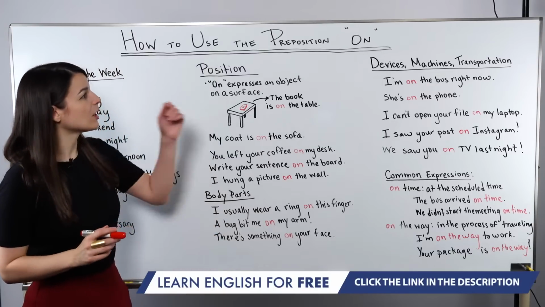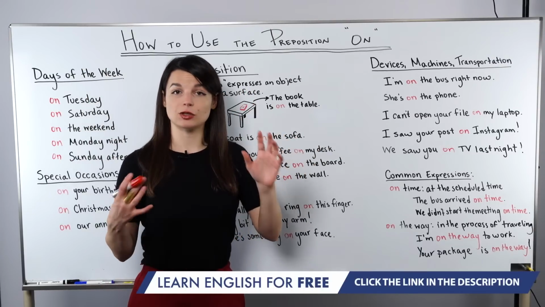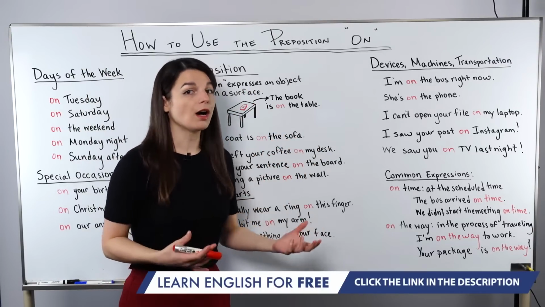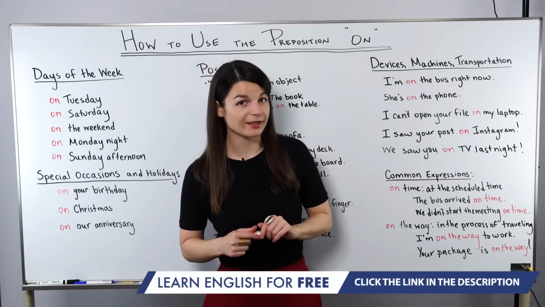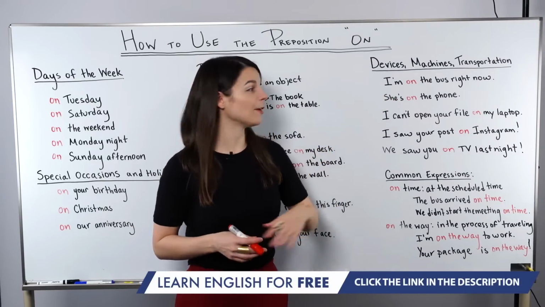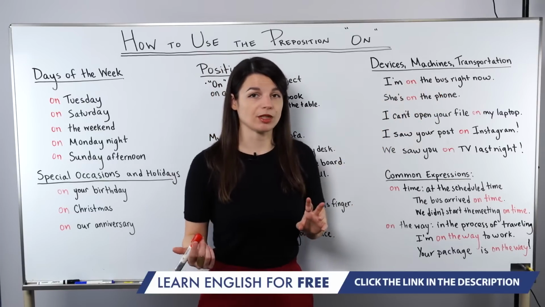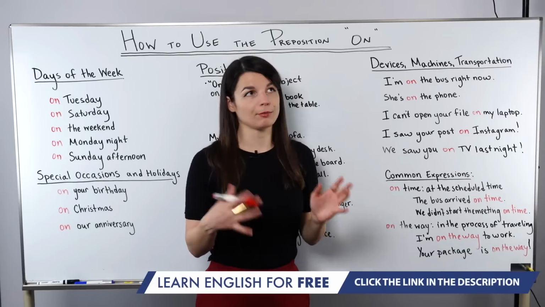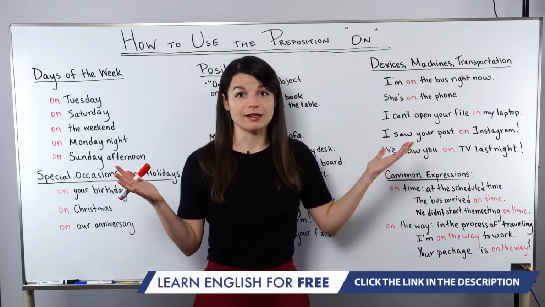Okay, let's move on to the next group. The next group is for devices, machines, transportation. We use on to talk about all of these types of things. So some very common example sentences might be, I'm on the bus right now. I'm on the bus. So on comes before the type of transportation. You could say, I'm on a plane right now, or I'm on a train right now. I'm on my bike right now, whatever.